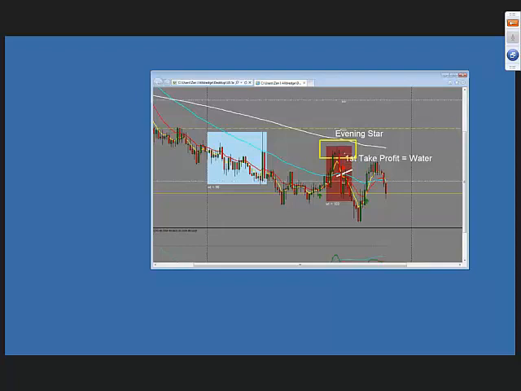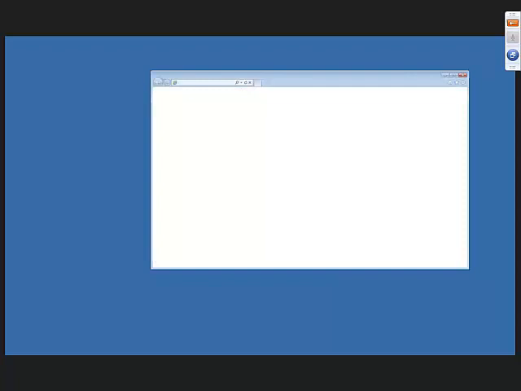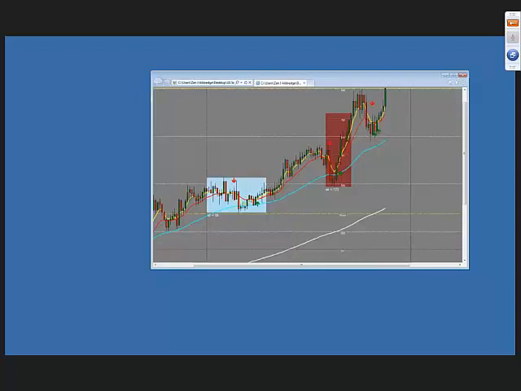Let me see if we can find a couple more here. Okay, here's another pattern. This was this morning, and this is the Euro-Aussie dollar. It kind of monkeyed around most of the day, but came down right off the water, gave us a morning star, and took off for 150, 160 pips.